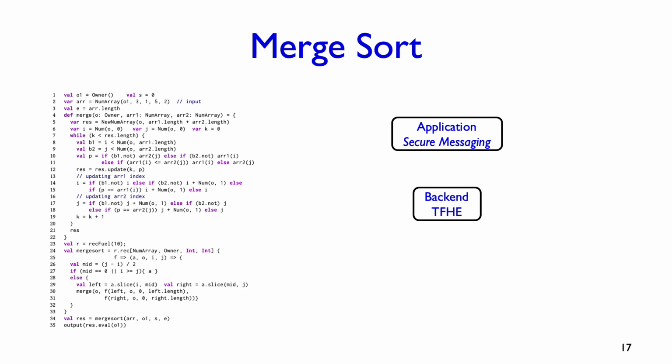Our third case study is merge sort implementation in HIR. Secure sort is a core kernel in anonymous messaging applications. This implementation requires language features such as array index, conditionals, and recursion. Notably, an array lookup on a private index is not supported by most programming languages.